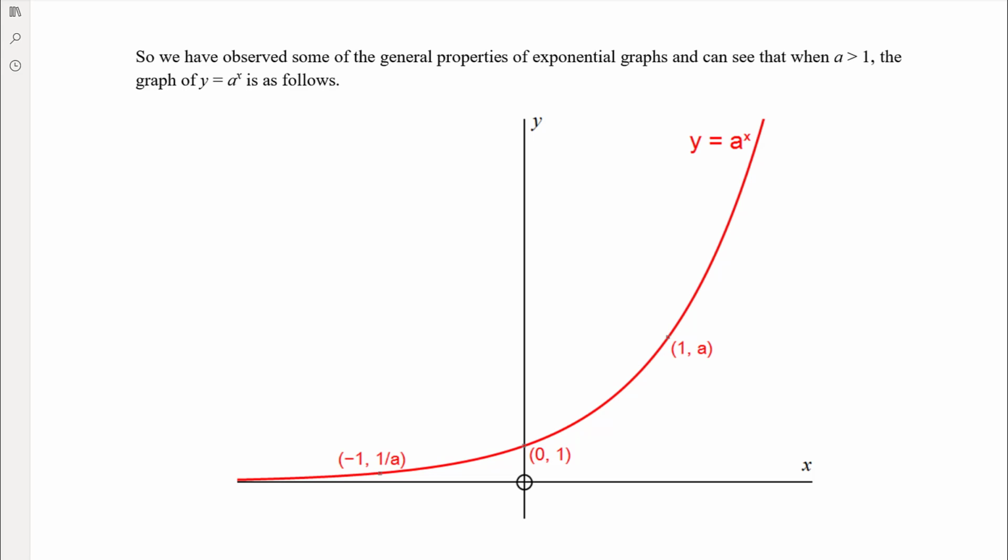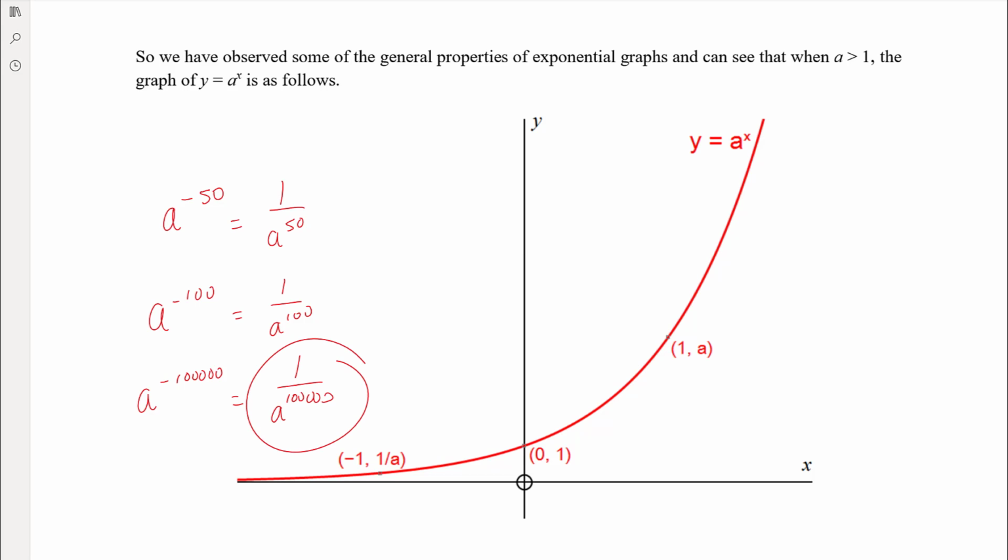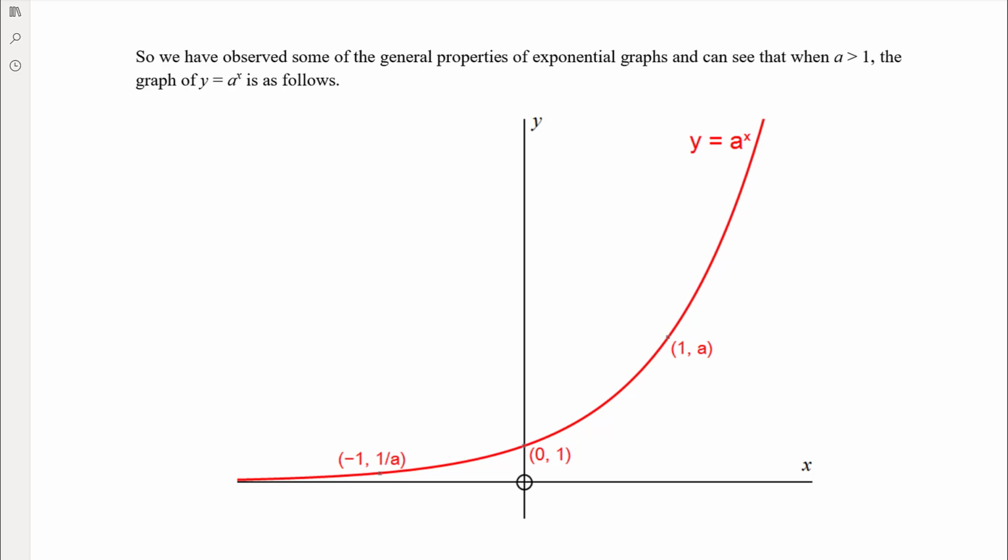If you've got a number to the power of negative 50, so it's going to be 1 on a to the power of 50, versus negative 100, so 1 on a to the power of 100, versus a to the negative a million. Okay, this is getting very, very small, but it's never going to get to 0. You're just getting a larger and larger denominator, so a tinier and tinier number, but it's not actually going to get to 0. So we have an asymptote, okay? So the x-axis is an asymptote here.